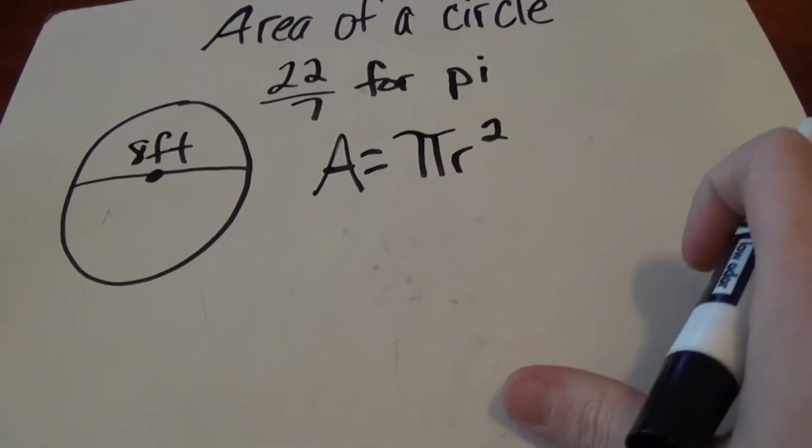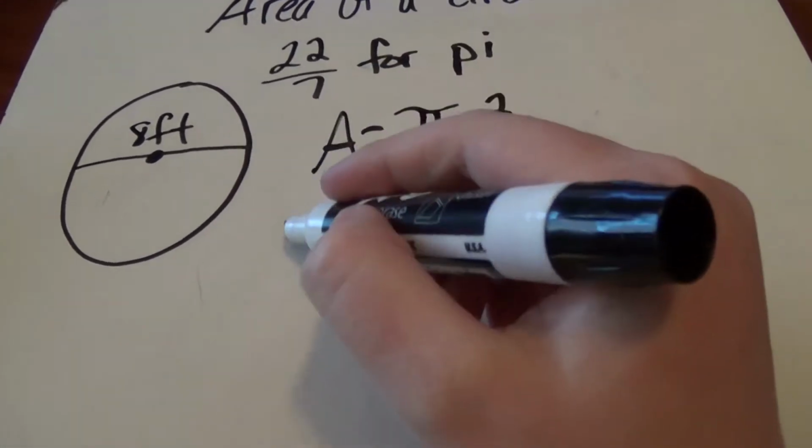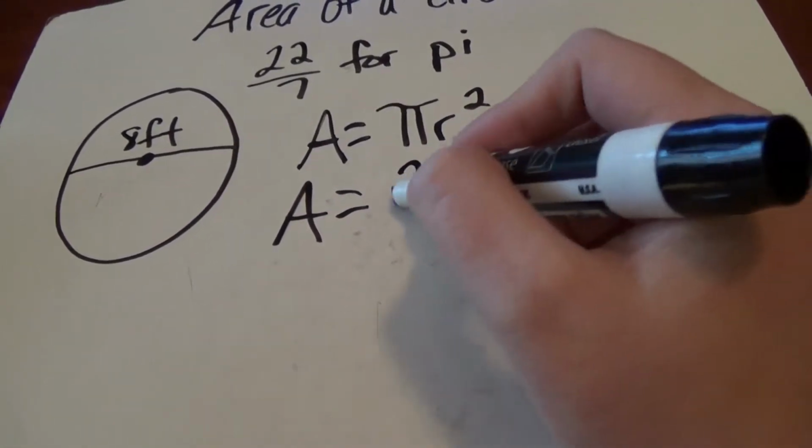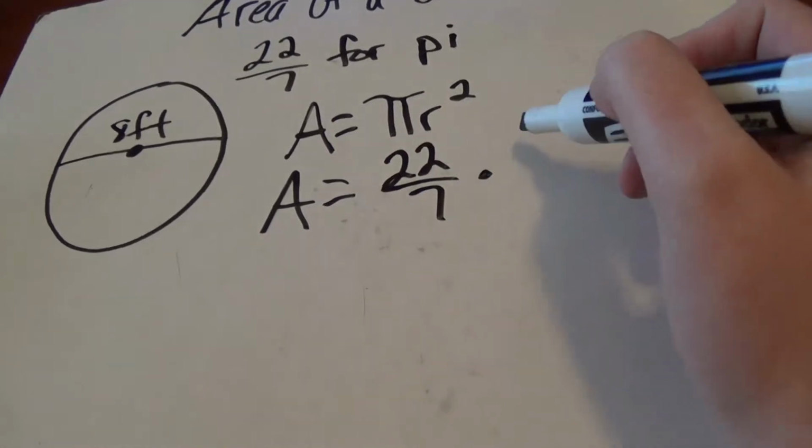Our second step is to fill in our information. We don't know the area, so we're going to keep A. We know pi is going to be 22 over 7 times our radius.